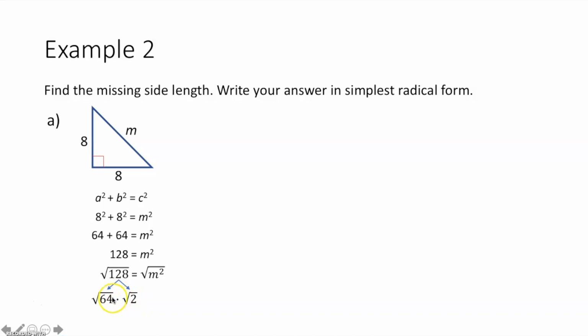Now what we can do is simplify this. Rad 64 we know is 8. That's the reason we made sure one of the numbers was a perfect square, because it gets to come out of the radical. So the square root of 64 is 8. Rad 2 is going to stay rad 2. You can't take the square root of 2. So instead, we leave our answer m is equal to 8 times rad 2, or 8 rad 2.